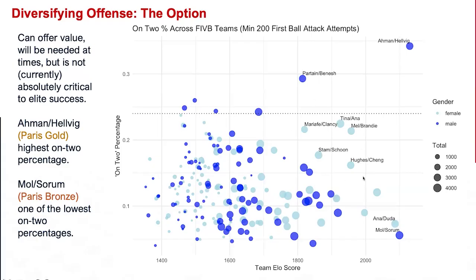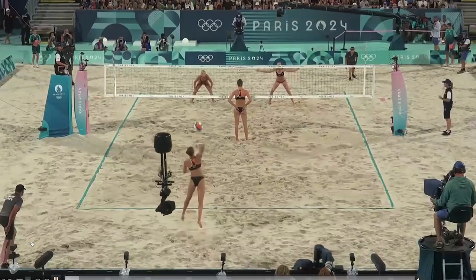And we have a cluster of really, really talented women's teams here that are labeled up in this top right that are among the best in the world, and they're on-twoing about 20% of the time. One out of every five attacks is an on-two attack for them. So just things to think about. If you're not already thinking about it, if you're not incorporating it in your training, it might be something you want to throw in there every once in a while.